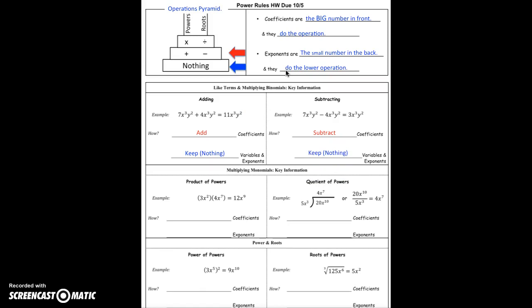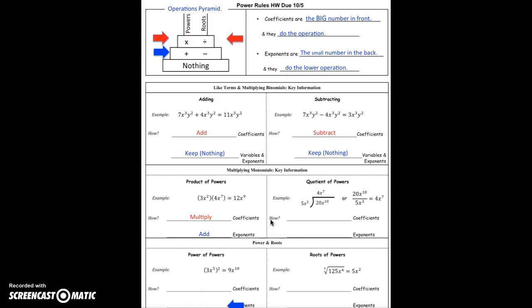For cases where we are multiplying, we're going down now to the product of powers. Product is the answer or result of multiplication. Again, if we're multiplying, what are the coefficients going to do? Exactly what we say. 3 times 4 gives us 12. And the exponents, being that smaller number, are going to do one level below. So if you look under the multiplication in the pyramid here, they're going to add together. So our coefficients will multiply. If we're multiplying, they do it. And the exponents are going to do one level below that, which is addition.